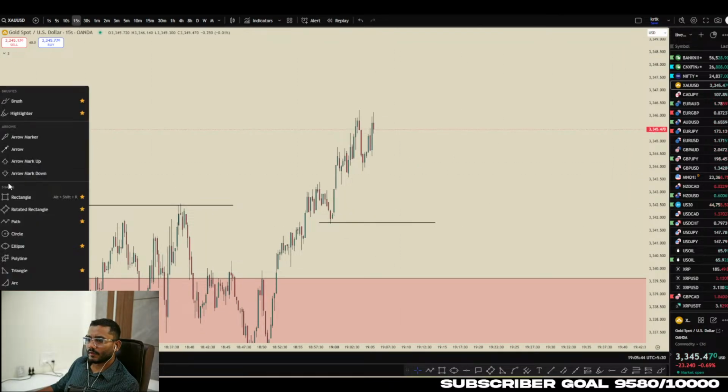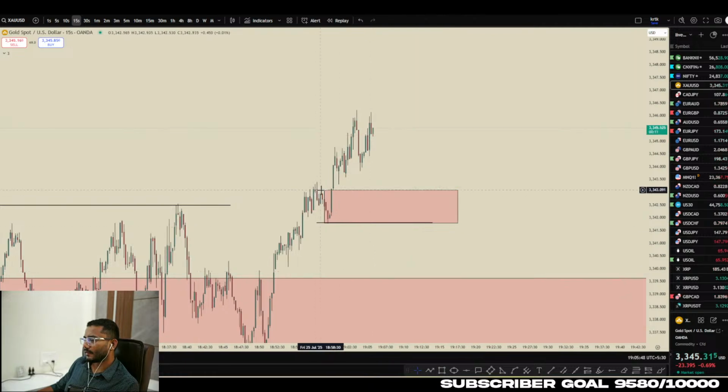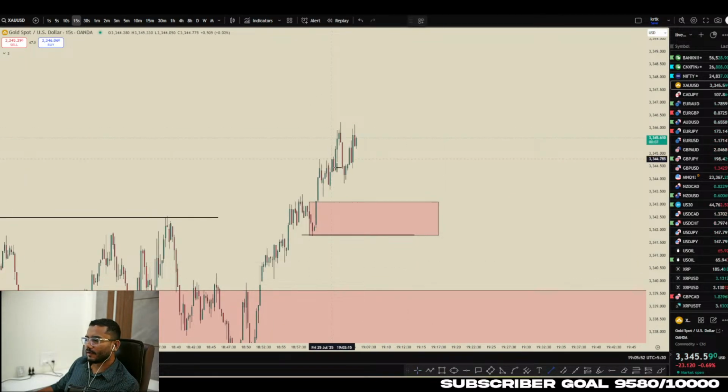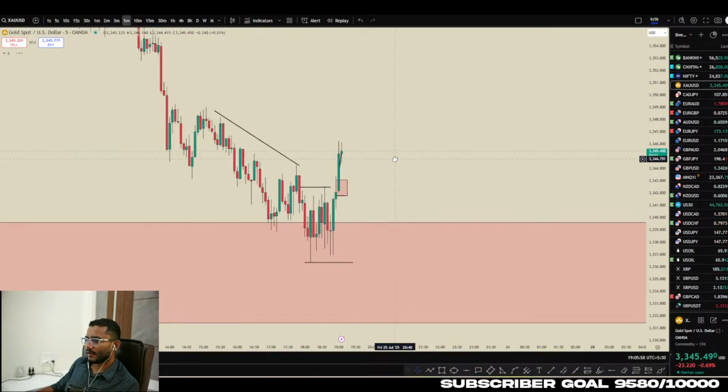So on 30 seconds, we have this imbalance which is not mitigated. Price is creating trend line liquidity. So by the momentum, we should look for a buy side trade, targeting this high liquidity here.